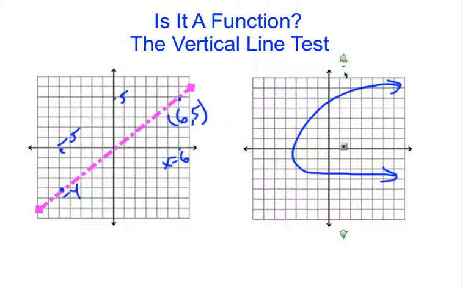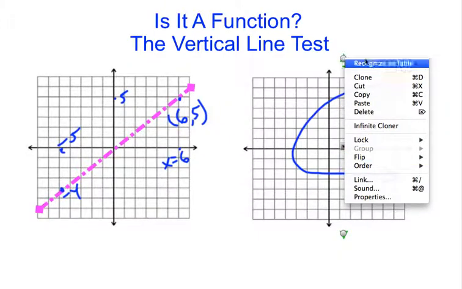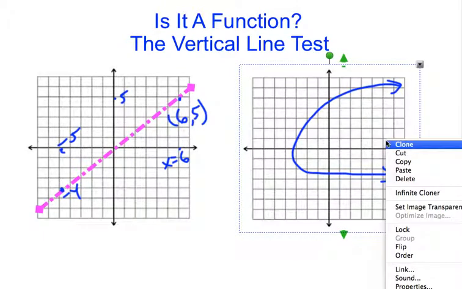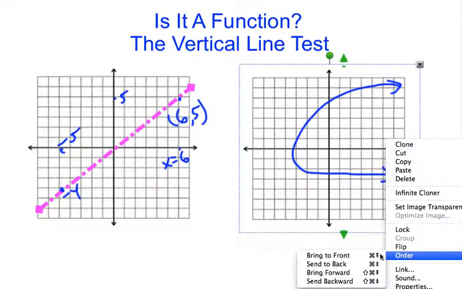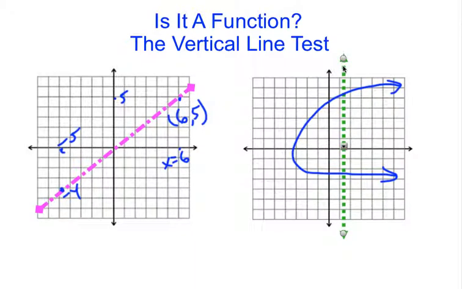I got the spinny beach ball. Well, as you can see, let's see, bring to front. It's not letting me bring it to the front. Well, sorry about that. Let me send this one to the back. Maybe I can do that. Nope, it won't let me do that. Oh, there it is. Send to the back. Sorry about that, guys. Okay, so here's my green line.